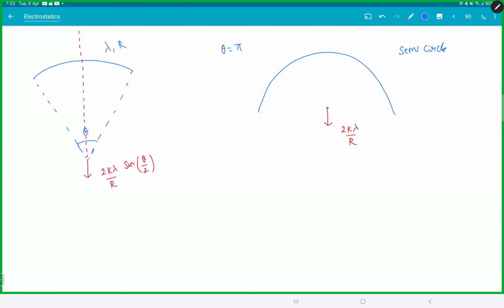Now, why do you need to know this integration? Because sometimes the examiner will ask you a question like this. They will say we have an arc, angle theta, lambda is not constant. Lambda is lambda not sine theta. Meaning, look at what is happening. If theta is 0, there is no charge. As you go up, charge will keep increasing. Charge is maximum at the top. Then again, charge will decrease, and decrease, until 0. So it's a non-uniform charge distribution.